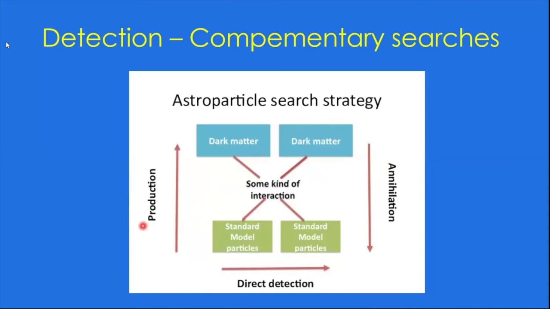And if we look from left to right, we have direct detection, in which we look for effects on standard model particles induced by their interaction with dark matter. From top to bottom, we have indirect detection or annihilation, in which we look for standard model particles emerging from dark matter annihilation.